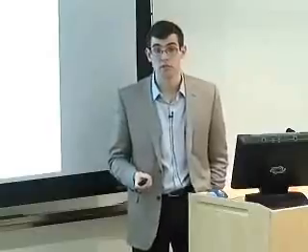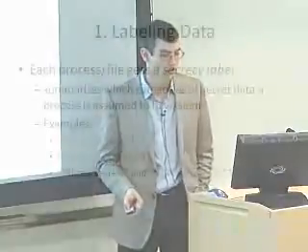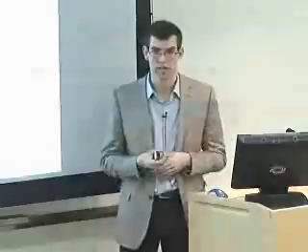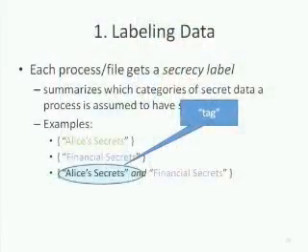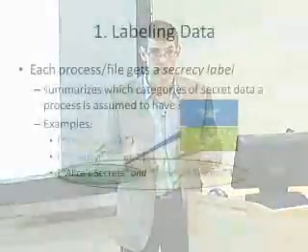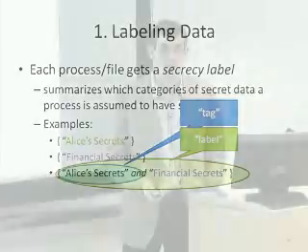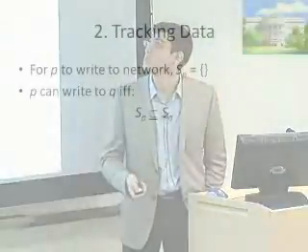And what a secrecy label is: it's a summary of all the different types of secret data that a process or file is assumed to have been influenced by. So for example, secrecy labels are of the form, this is Alice's secret data, this is Bob's secret data, or potentially, here's a file with financial secrets, or this process has seen both financial secrets and Alice's data. So we're going to call these individual categories tags, and collections of these are just going to be called labels. And each file or process is going to have a label.